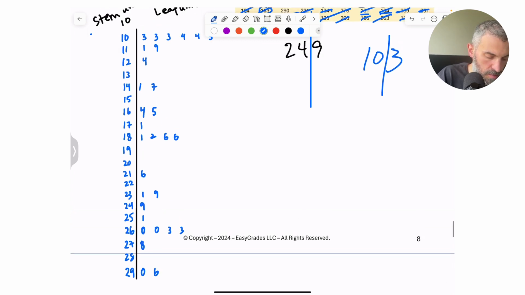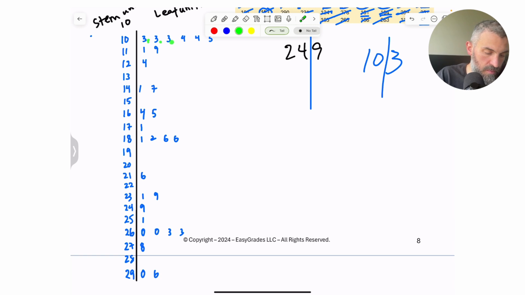And just to be sure, because I know I had 30 values, I'm just going to count them. So 1, 2, 3, 4, 5, 6, 7, 8, 9, 10, 11, 12, 13, 14, 15, 16, 17, 18, 19, 20, 21, 22, 23, 24, 25, 26, 27, 28, 29, 30. Great, I've got them all.